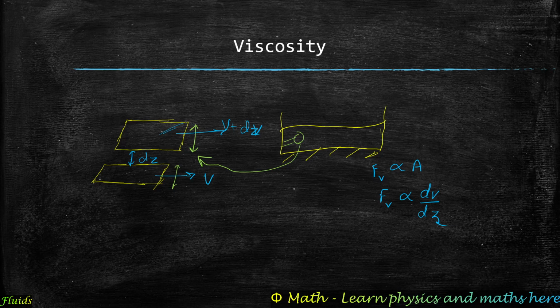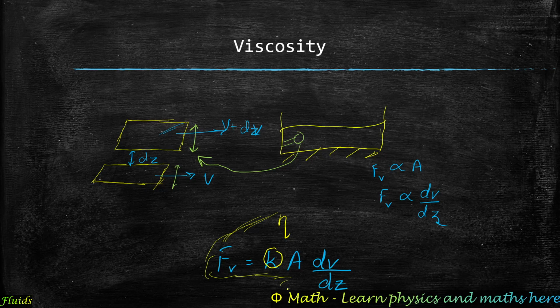So now after this we can say that the force of viscosity would be equal to k, which is a constant, times A times dv over dz. And now this constant k is called eta, which is denoted like n but with a longer tail. So this is just the formula of viscosity, and as you can see there is no relation with density.